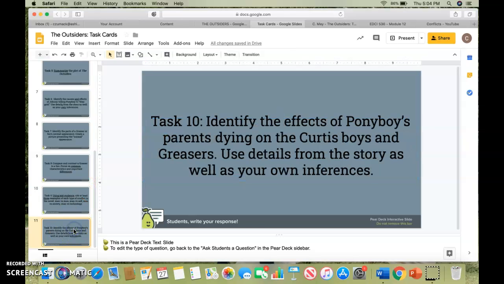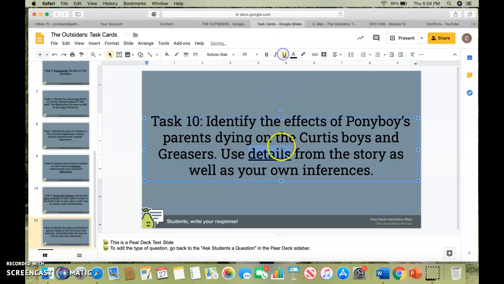Okay, and lastly, task 10: identify the effects of Ponyboy's parents dying on the Curtis boys and the greaser gang. Use details from the story as well as your own inferences. So use details, and I also want to see a little bit of your own. Why do you think, if you were a greaser in these situations and your last name was Curtis, what would happen?